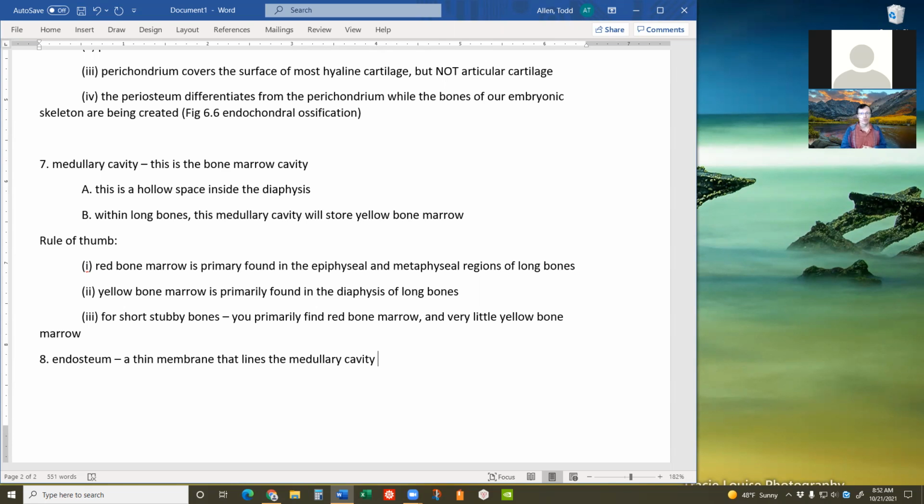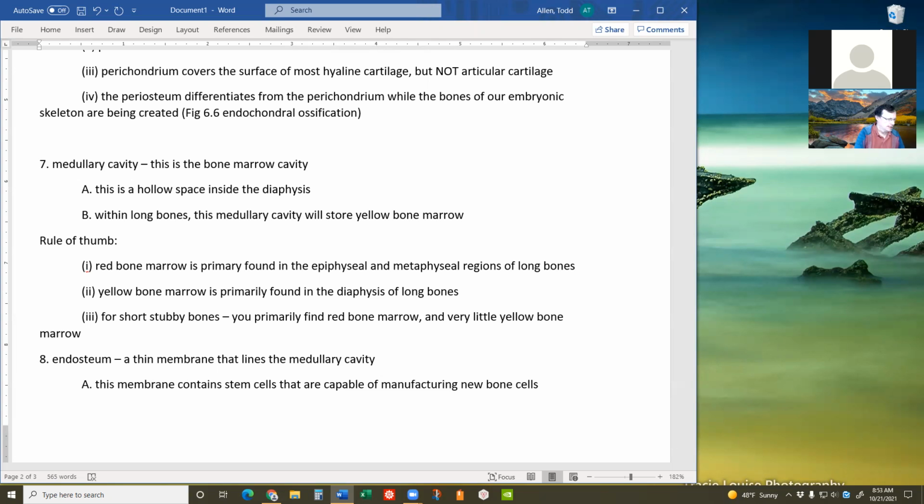If you have bone that's damaged, fractured, injured in some way, as long as the endosteum has not been damaged, then the endosteum will be able to manufacture new bone cells to heal the bone. This membrane contains stem cells that are capable of manufacturing new bone cells.